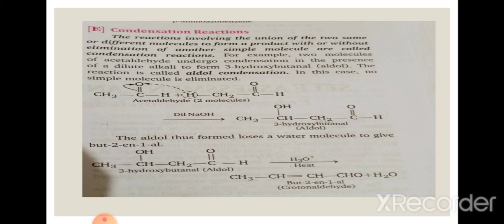In the example given in your book, you can see acetaldehyde. What will be the IUPAC name of acetaldehyde? Ethanal. When two molecules of ethanal react, they form aldol. What is aldol? 3-hydroxybutanal is known as aldol. And when this aldol thus formed loses a water molecule, it gives but-2-en-1-al. It is also known as crotonaldehyde.